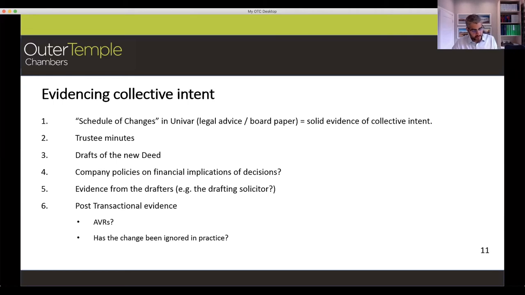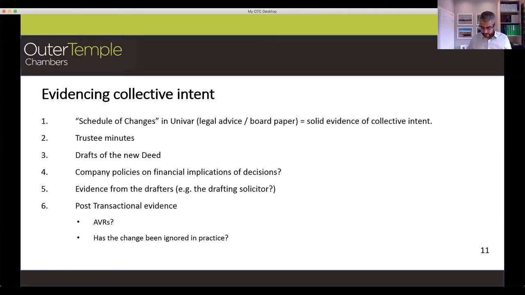And then the final, perhaps gold standard piece of evidence, which I put on the list, which I'll discuss for a few minutes in a bit more detail now, is point five, evidence from the drafters, for example, the solicitors, if it's that type of case. So the idea obviously is for them to come and say, well, I was only instructed to draft in changes A, B, and C, and change D and E were definitely not ones that were drafted under instruction.